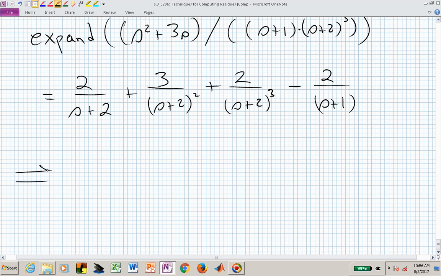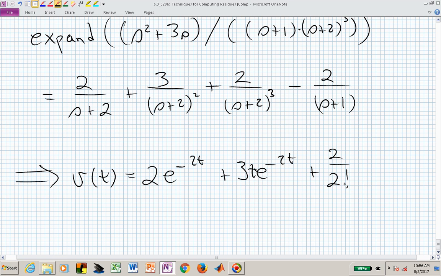And now, from that, we can immediately write down our v of t. We now have 2 e to the minus 2t plus 3 e to the minus 2t with a t in front of it, plus 2 over 2 factorial, which is just 1 t squared e to the minus 2t, minus 2 e to the minus t, again t greater than or equal to 0. And that now allows us to quickly do this partial fraction expansion with repeated roots using the expand function on your calculator.